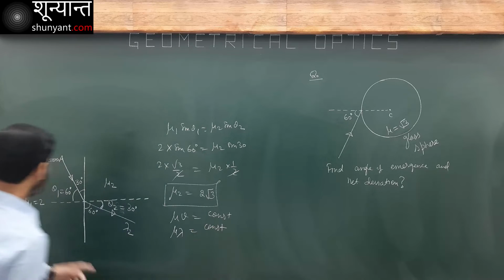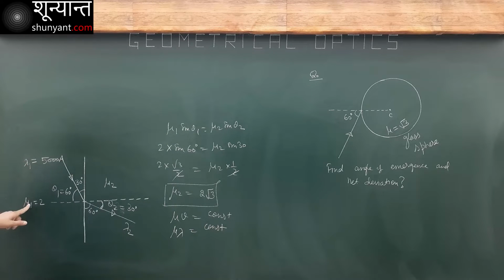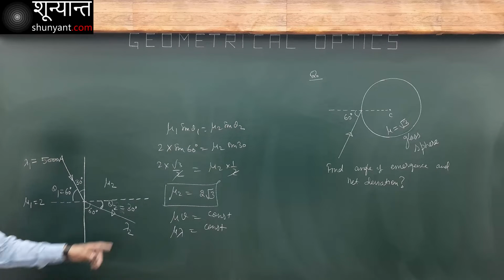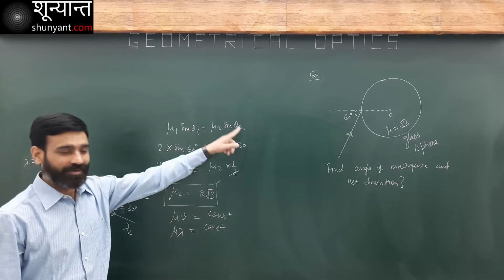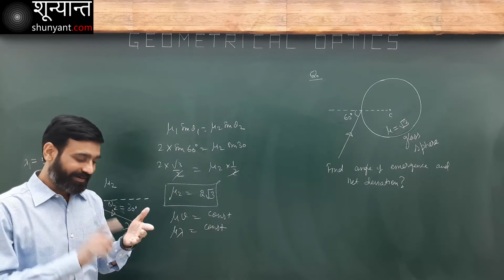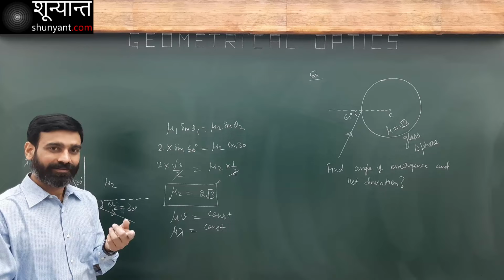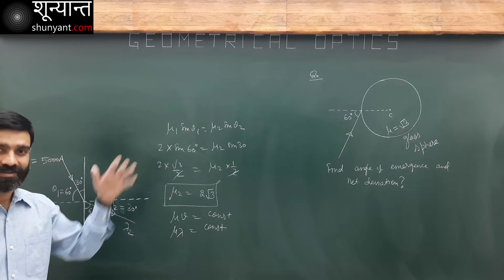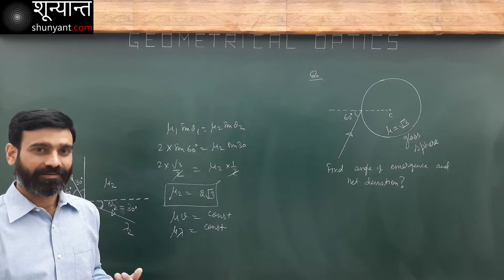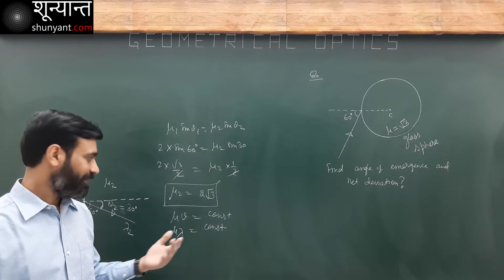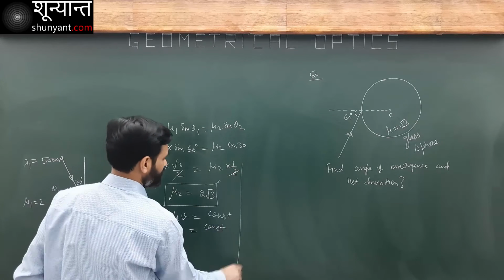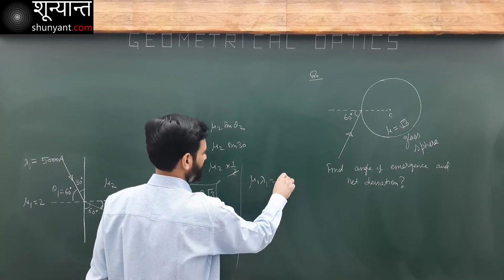And understand this. Mu1 sin theta 1 equals mu2 sin theta 2. Mu1 v1 equals mu2 v2, and mu1 lambda 1 equals mu2 lambda 2. The product of refractive index with sine of this angle is going to remain constant. The product of refractive index and speed in the medium remains constant. Similarly, mu times lambda remains constant. So here mu1 lambda 1 is mu2 lambda 2.